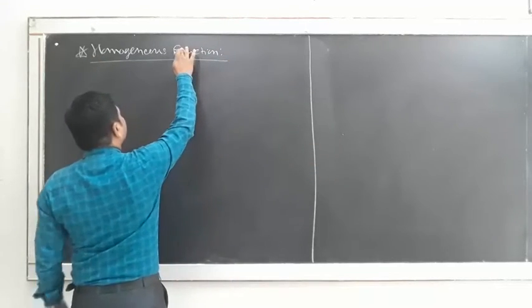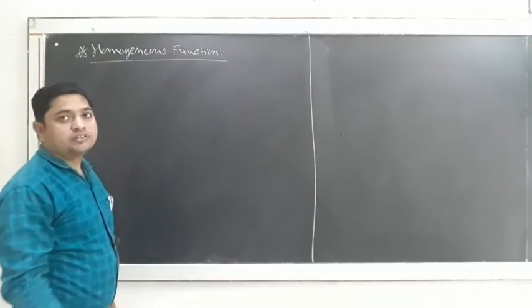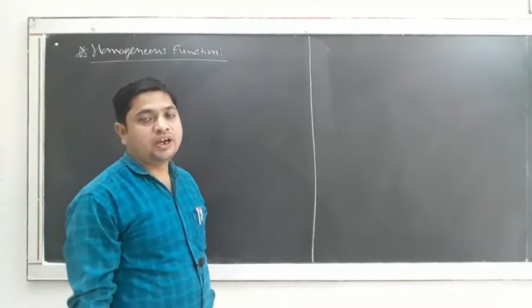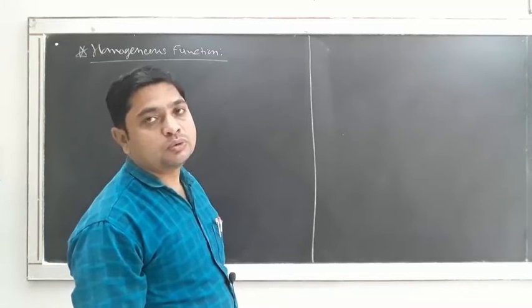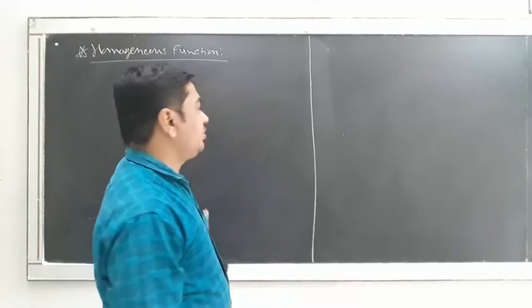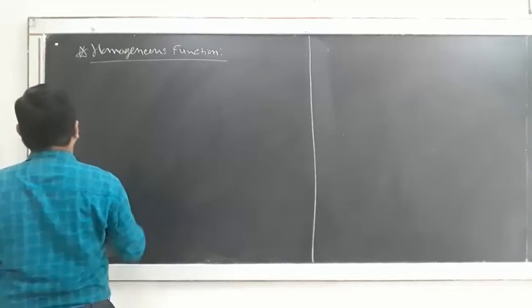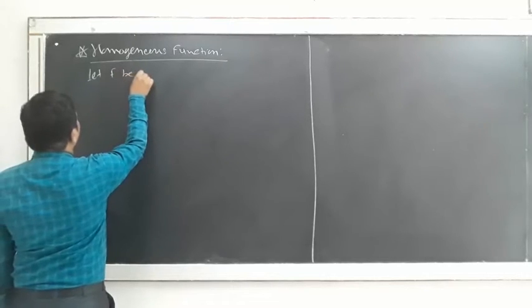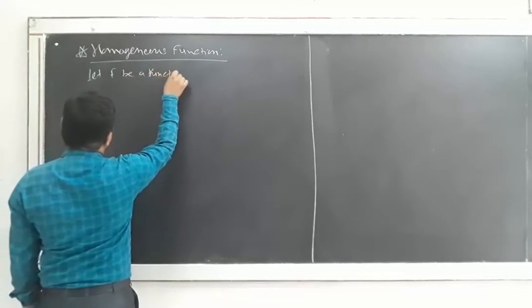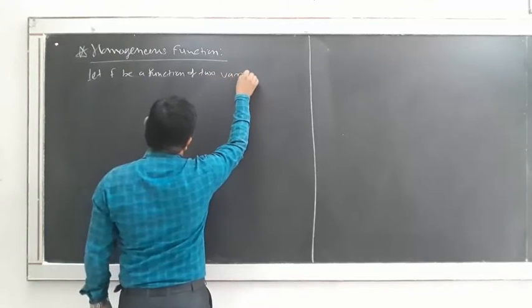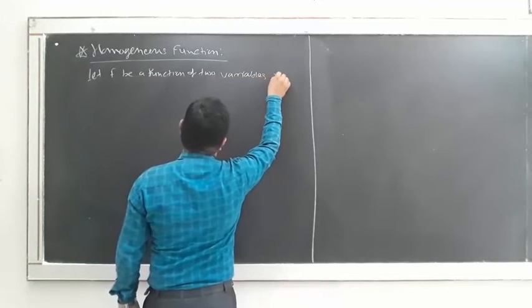In a previous year we also discussed the homogeneous function for one variable functions, and in this year we have to discuss the homogeneous function for two or more than two variables. So we write the definition. Let f be a function of two variables x and y.